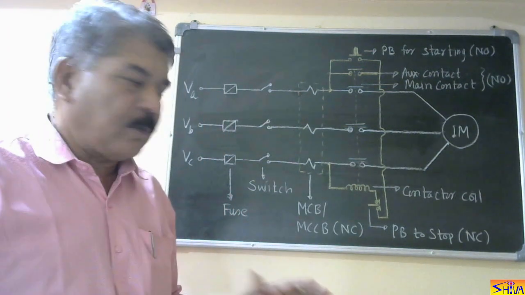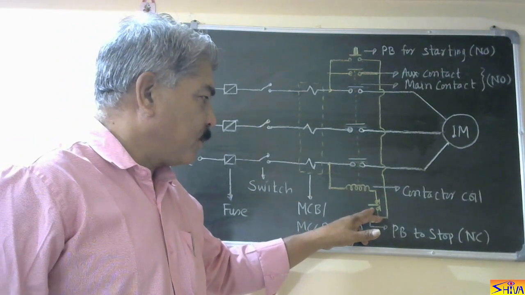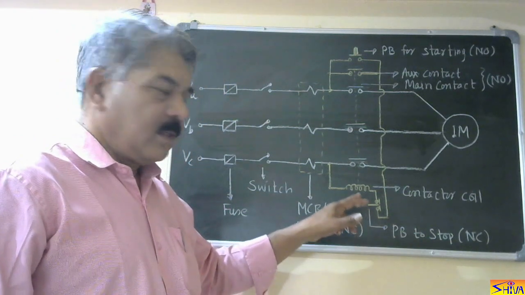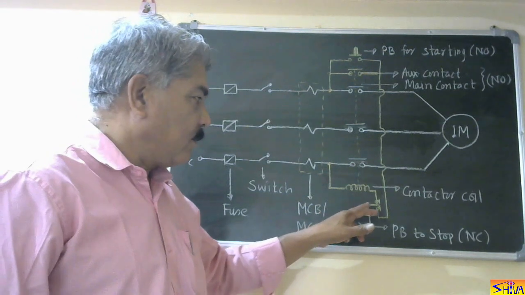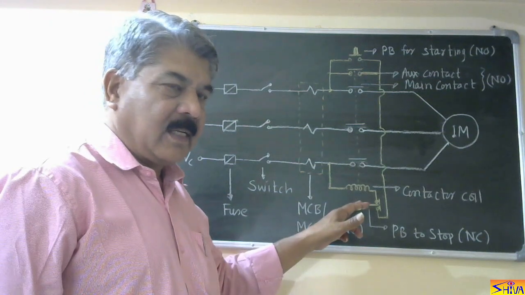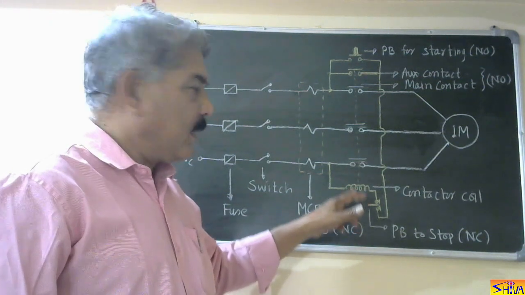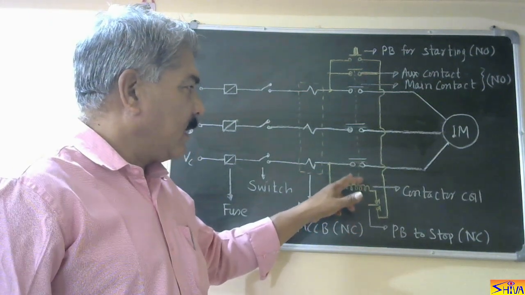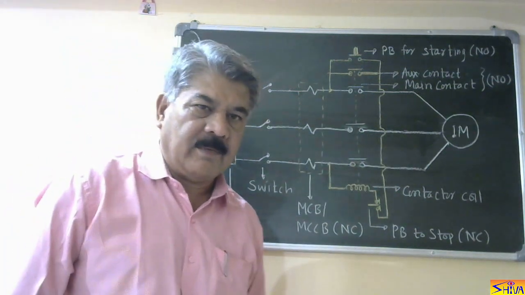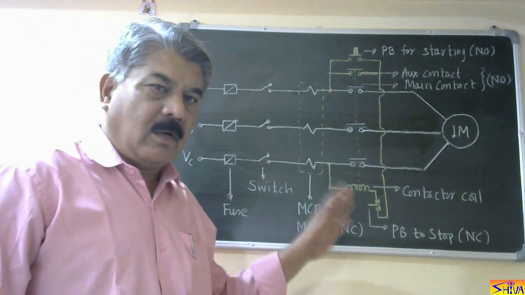When we want to stop the motor, we just press this push button, which has a normally closed contact in series with the control circuit. So when we press this push button, this control circuit will be de-energized and the contactor coil will be de-energized and these contacts will open, and the motor will be disconnected. This is simple on-off starting.